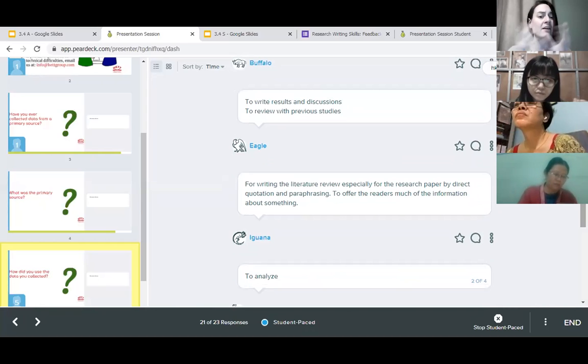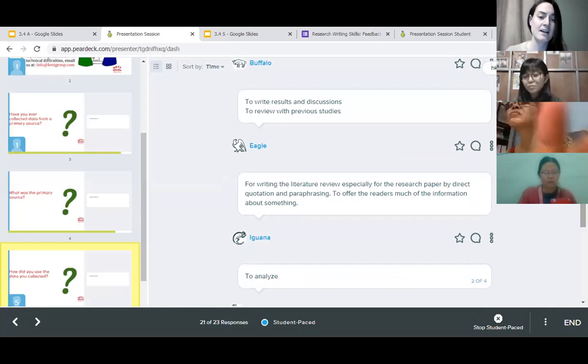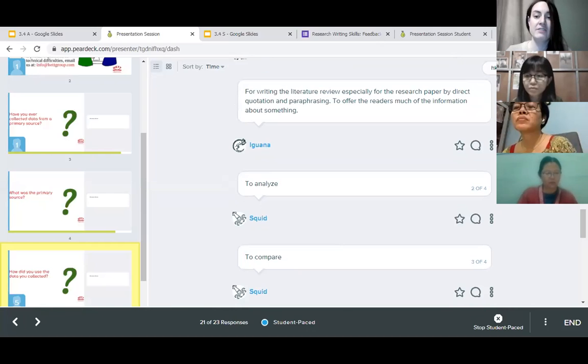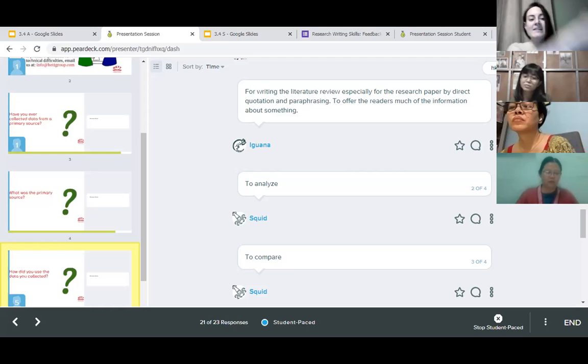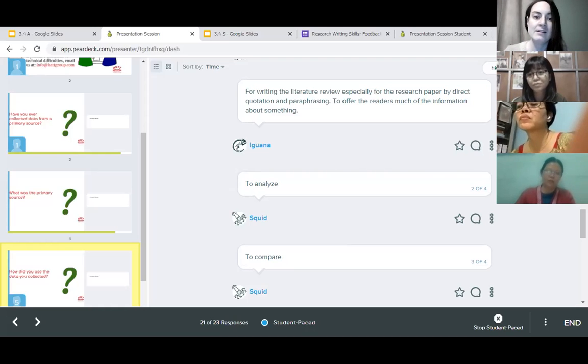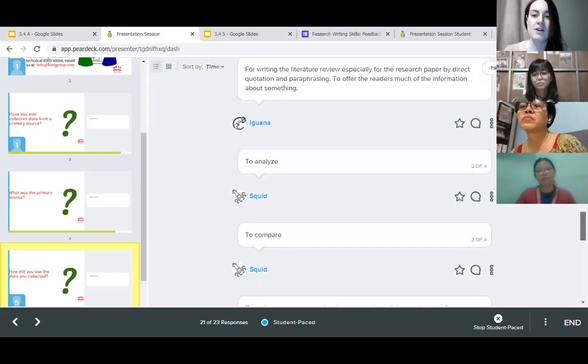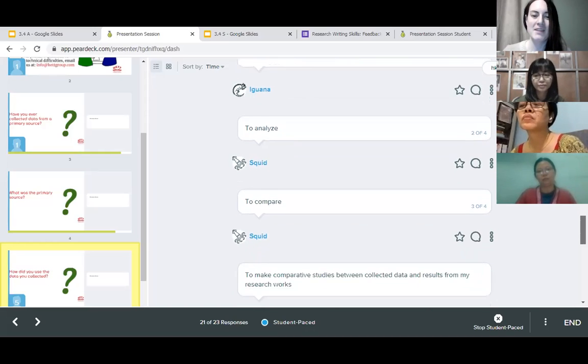Yes, you might also compare it to previous studies. Is your data the same or is it different from previous studies? Why is that? For writing the literature review, especially for the research paper, by direct quotation and paraphrasing. So yeah, that would be using someone else's primary sources and then using those primary sources in your literature review. But it wouldn't be your own data in your literature review. To offer the readers much of the information about something.